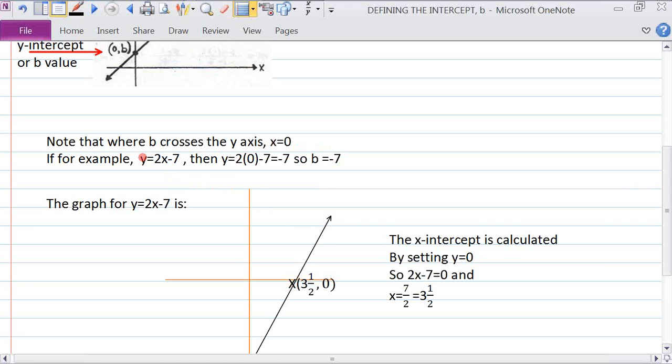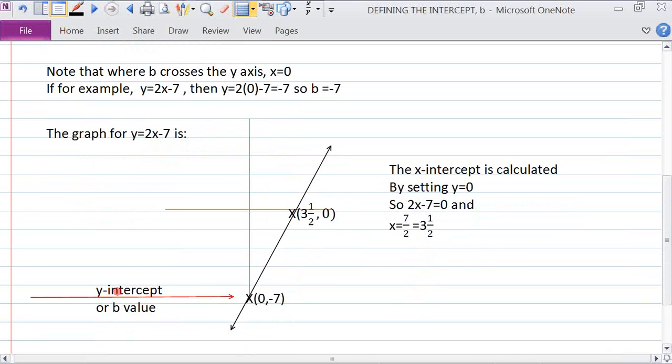Let's say, for example, we have the equation y equals 2x minus 7. Now, x equals 0 where the line crosses the y-axis. 2 times 0 is 0, minus 7 is minus 7, so b equals minus 7. So you can see right over here, the y-intercept, or b value, is (0, minus 7). Now, we don't really need to do this, but just to show you how we've done this before, we've only got one point here.